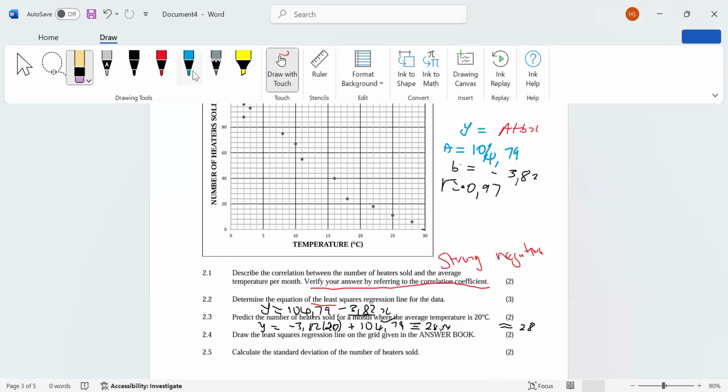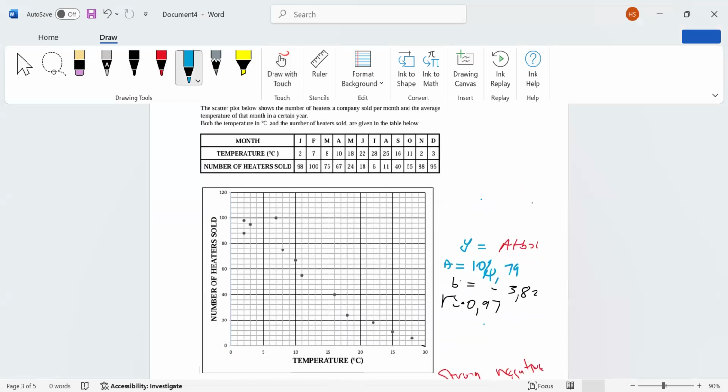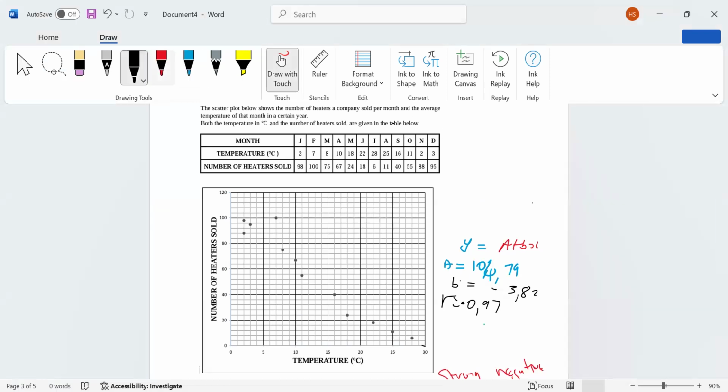Here they say we should draw the least squares regression line. How did you proceed with that one? Determine our X mean, then our Y mean. On the calculator it's shift one, then the x bar option, equals. The mean says 12.67, so X is approximately 13.